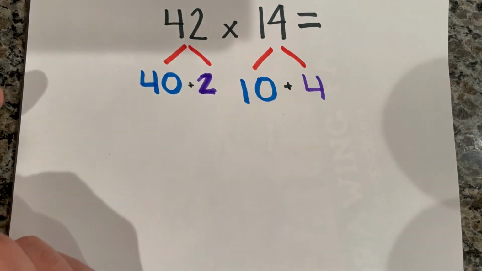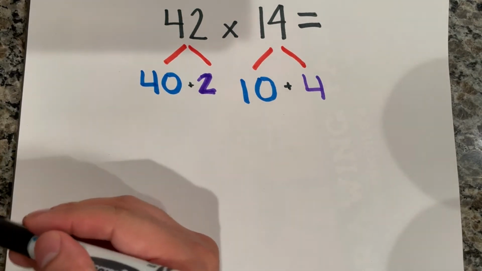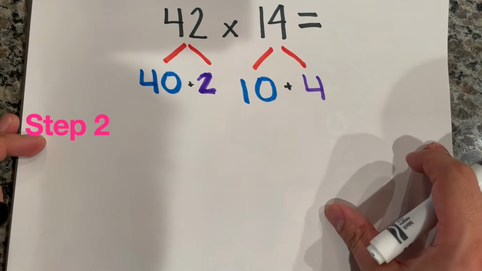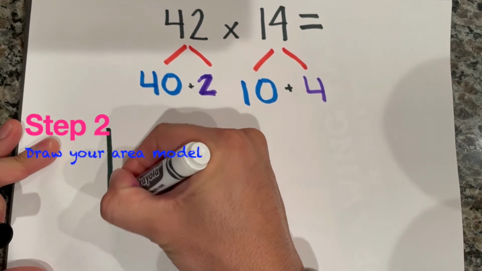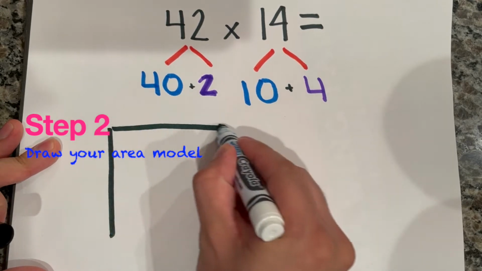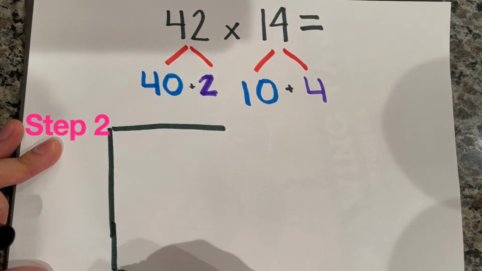All right, now our step 2, the fan favorite, what everybody likes to do. Our step 2 is to draw out our area where we're going to be multiplying these. So I like to draw a giant square usually. A square will just work.